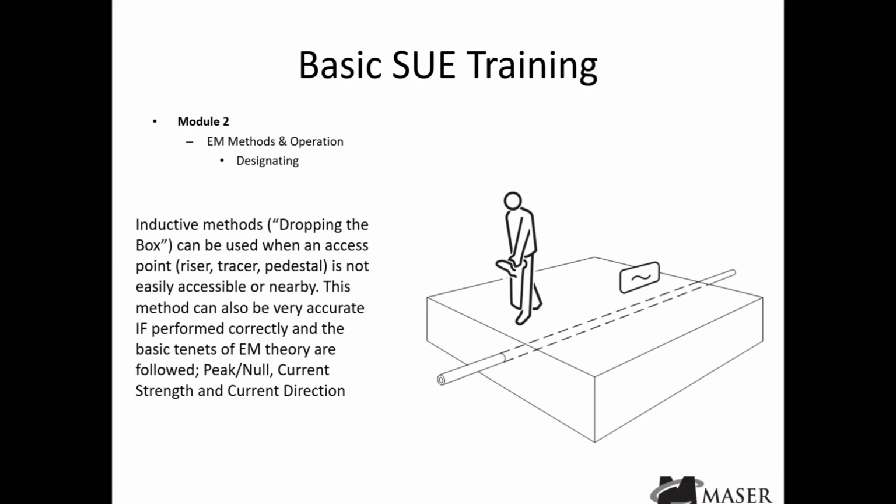It can be very accurate. Again, you have to pay attention to a number of ideas. Still the basic tenets of EM theory apply. Follow your peak null and your current strength and your current direction and null out your facility. And if you follow the proper procedures, using the drop the box method can produce a very accurate result.